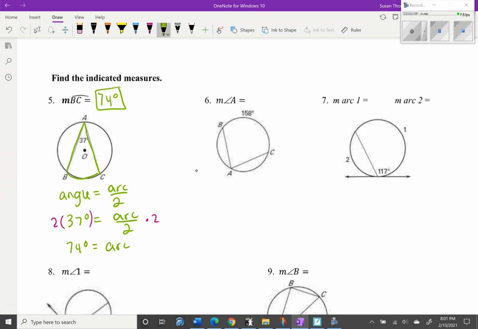For the next one, we have the measure of angle A is what we're looking for, and we're given the measure of this arc BC is 158 degrees. So again, it's an inscribed angle because we're looking for this angle measurement right here. So remember again, the angle equals the arc divided by 2. So the angle we're trying to find, which is A, is equal to the arc, which is 158 degrees divided by 2. So when you divide, you get 79 degrees.